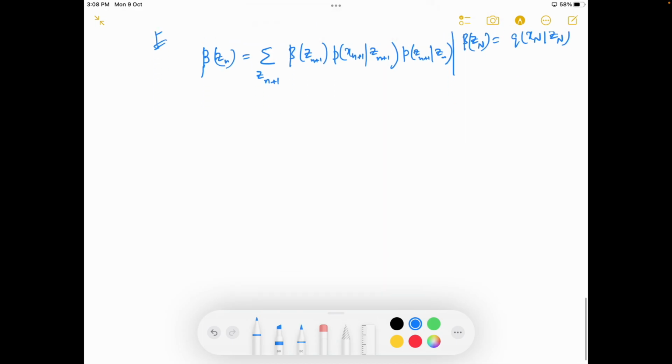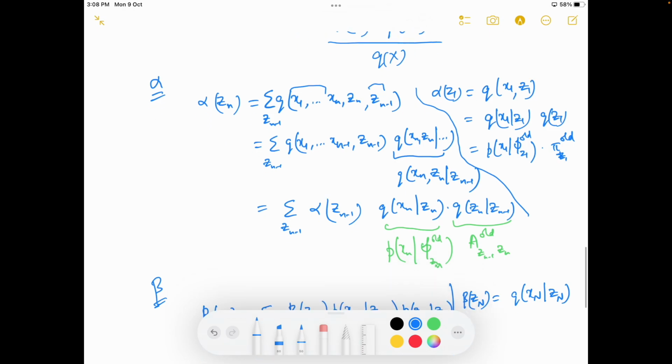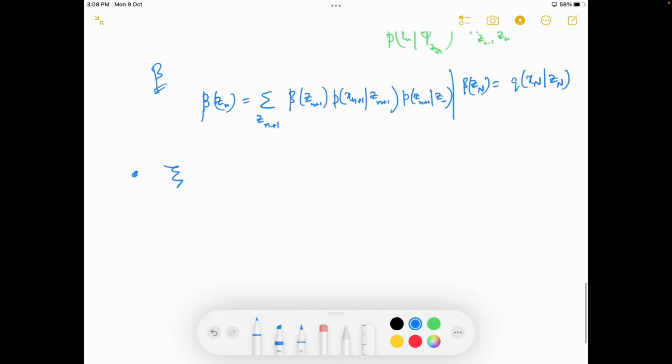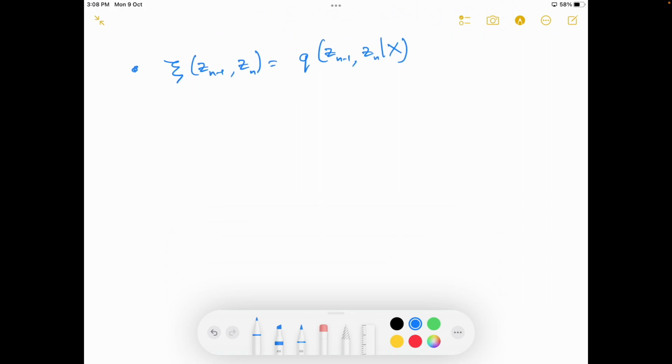So what is zeta now? The whole E step is to estimate gamma and zeta. We have estimated gamma in terms of alpha and beta. Let's estimate zeta now. So what is my zeta of Zn minus 1 comma Zn? This is equal to Q of Zn minus 1 comma Zn given X. Again, this is an inference problem. How do you do this inference? Using Bayes rule. This becomes Q of X given Zn minus 1 comma Zn times Q of Zn minus 1 comma Zn divided by Q of x.